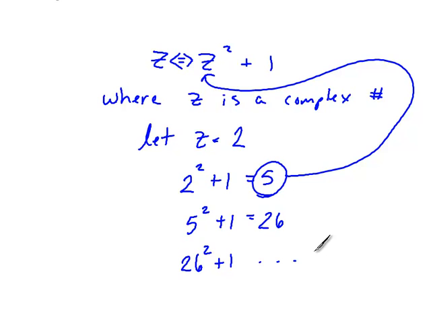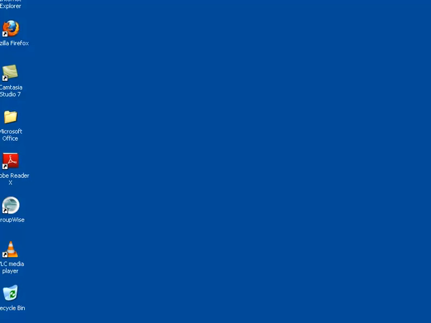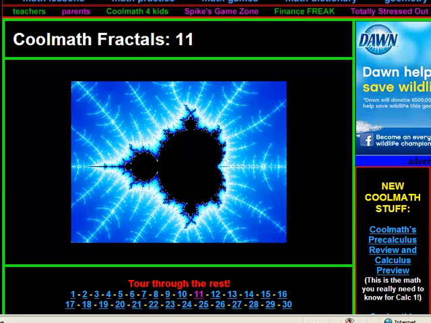And you can see that this number is getting very big very fast, and so let's say this one went to infinity at a certain speed, and he'd color it that color, and then he would try a different number. And it turns out that with complex numbers in the form a plus bi, you get these gorgeous pictures, okay? So I'm going to show you, there's this website called coolmath.com, and they have these pictures of fractals.